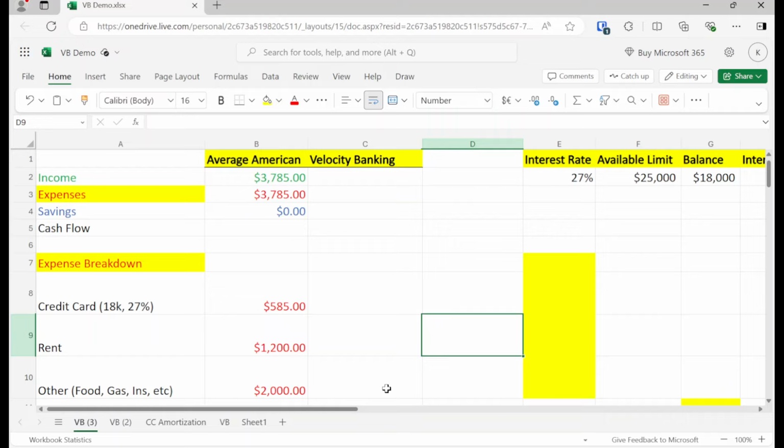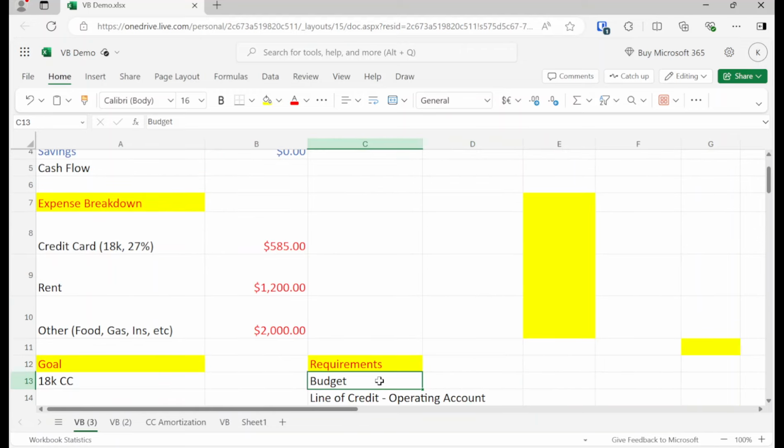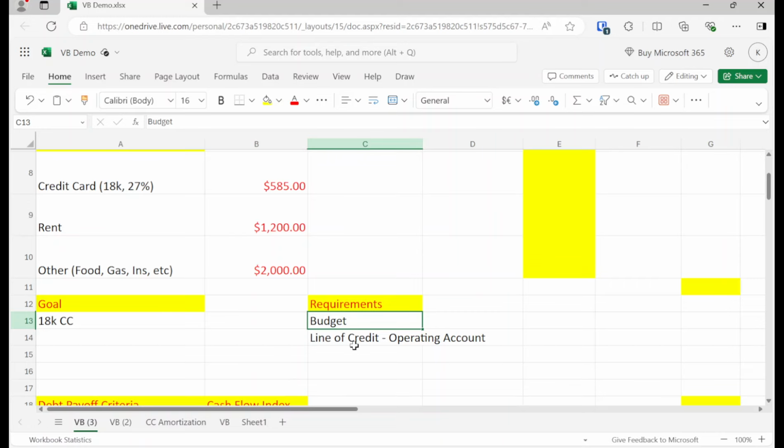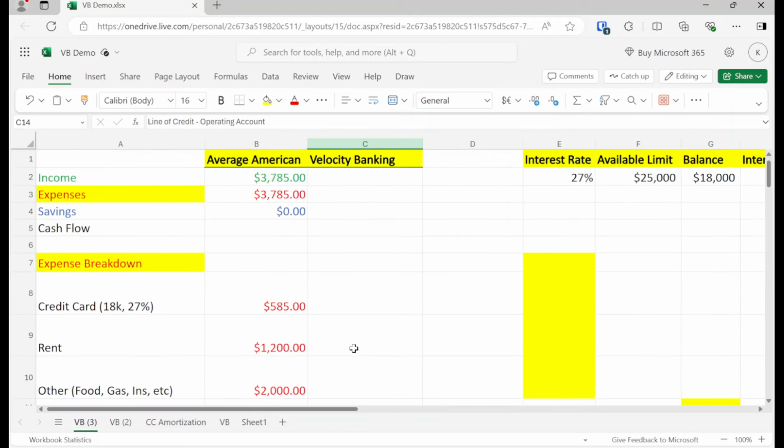So just another quick review of Velocity Banking. So first of all, what is Velocity Banking? All it is, is a debt payoff strategy using lines of credit as your main tool. Okay, and you only need two things to do it. We'll need a budget, which we already have, and a line of credit as our main operating account.